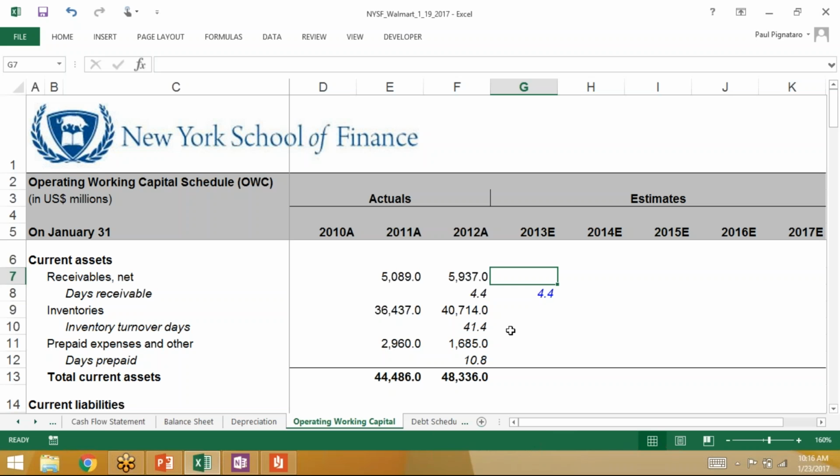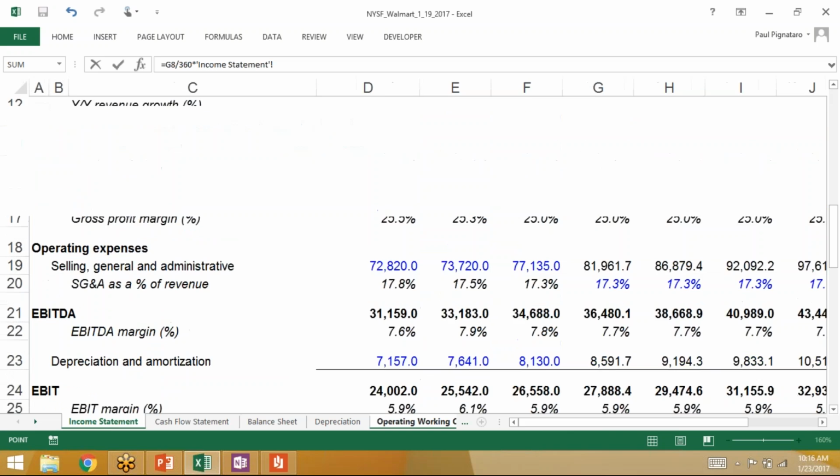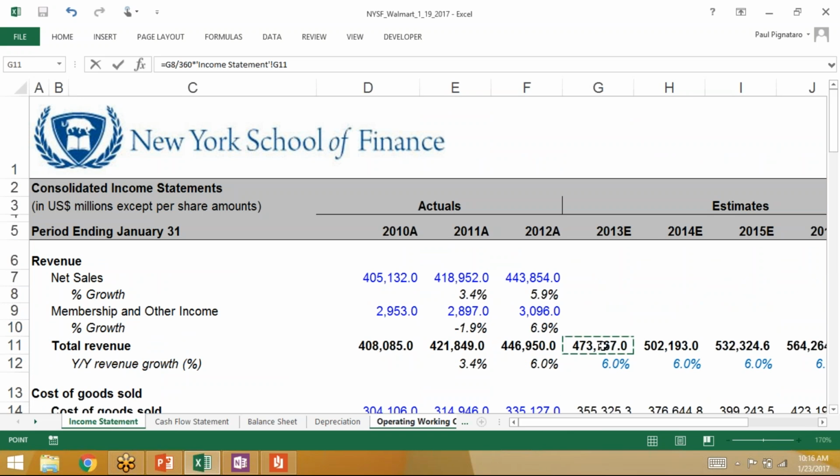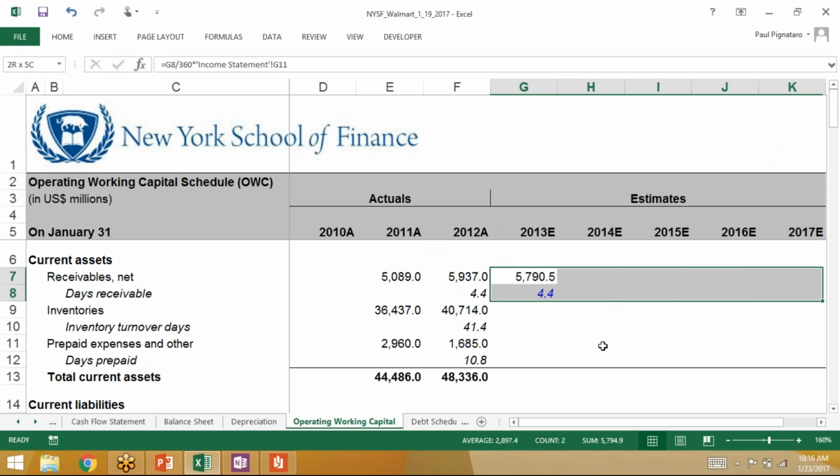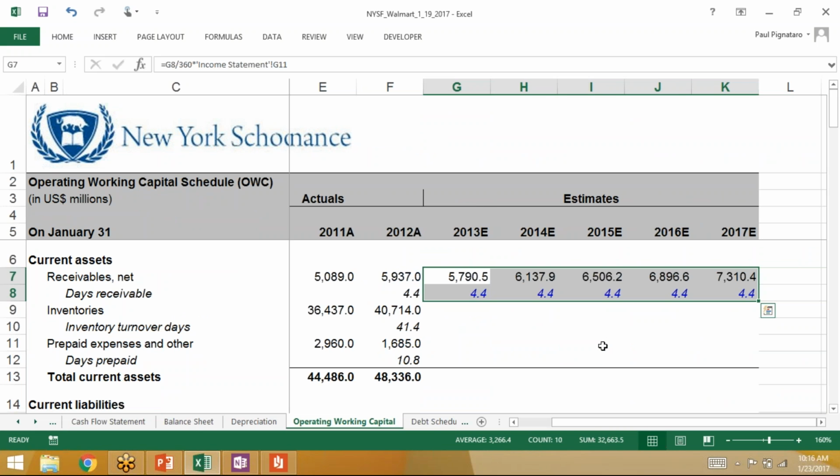So we're going to do that with each line item. Here for days receivable, we're going to do the days 2013 equals days divided by 360 times income statement 2013 revenue. And you can copy that to the right. I just want to make sure that that is what you're getting.